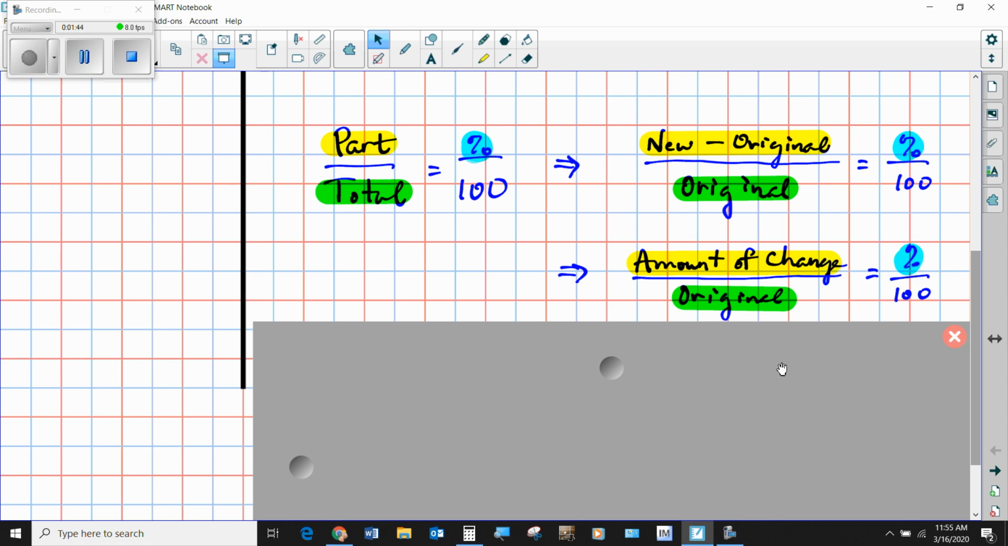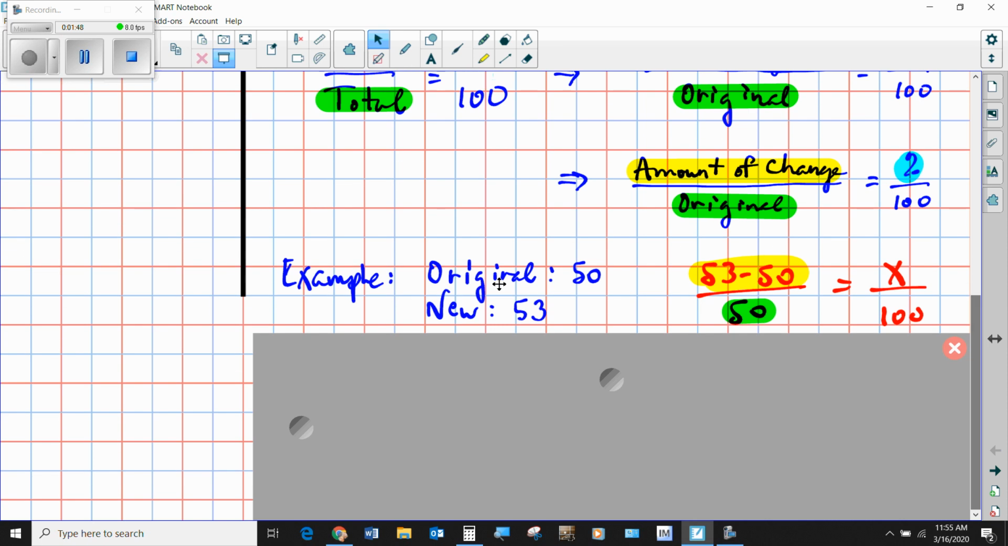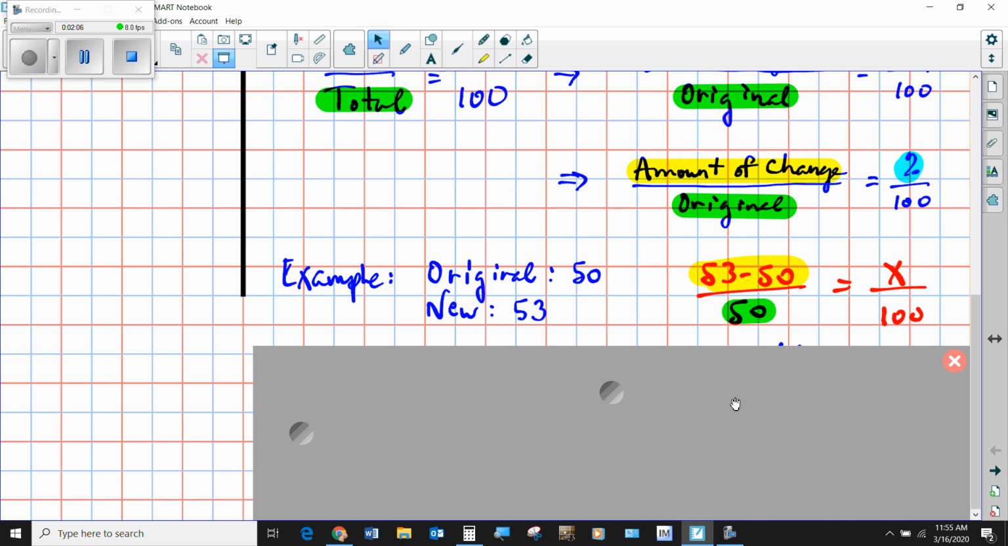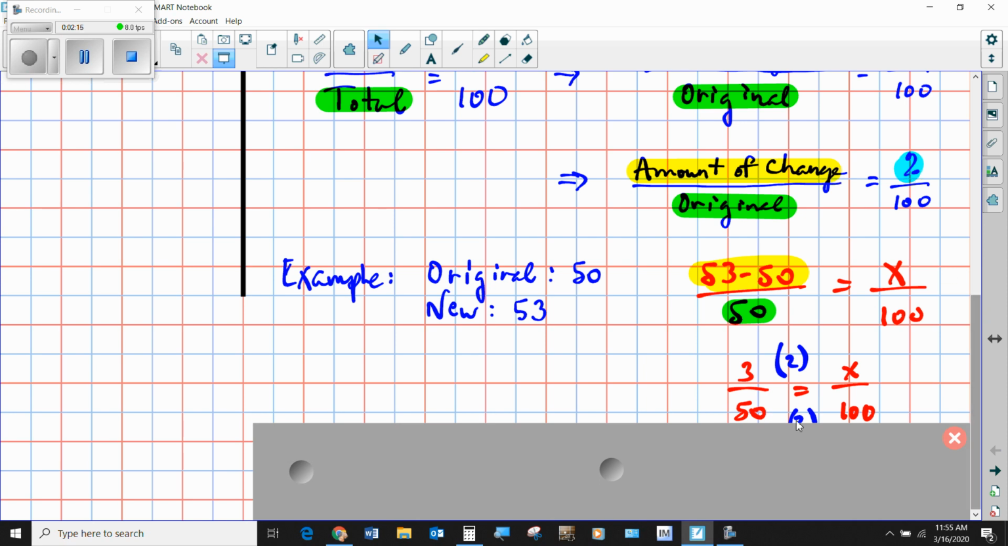Now, let's take a look at a situation where we could use this. This is just a generic situation. Let's say you started with the number 50 and then it increased to the number 53. So the new number will be 53 while the original was 50. Well, how much did it go up? You can do that intuitively. It went up by 3, correct? So the amount of change will be the answer to the problem 53 minus 50, the new amount minus the original. And then you base that on the original amount.